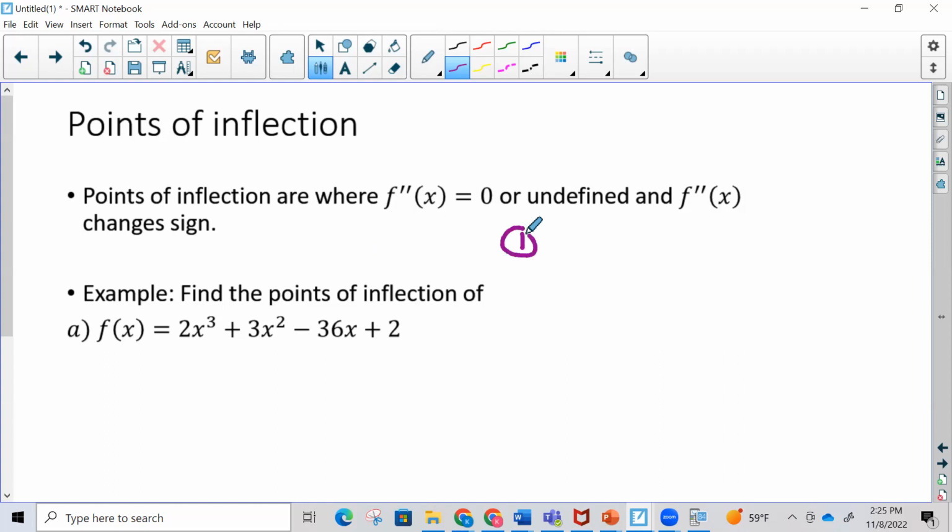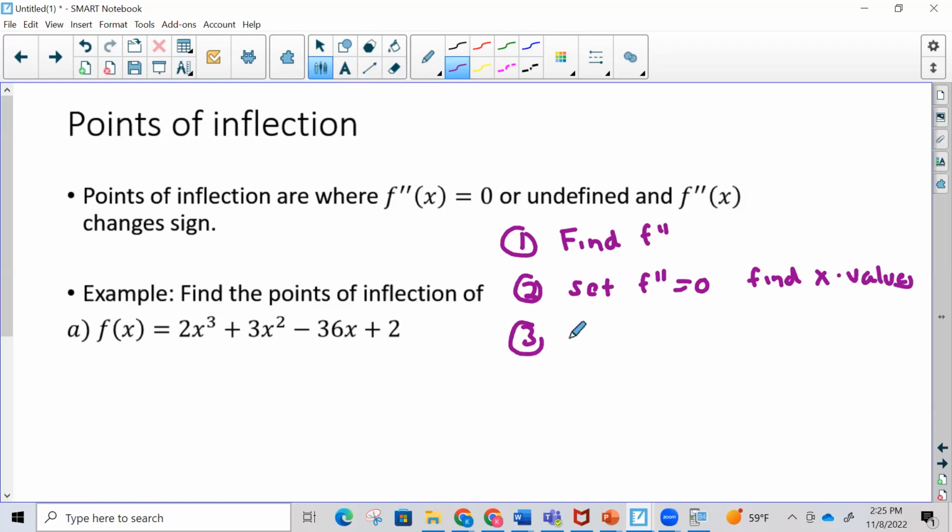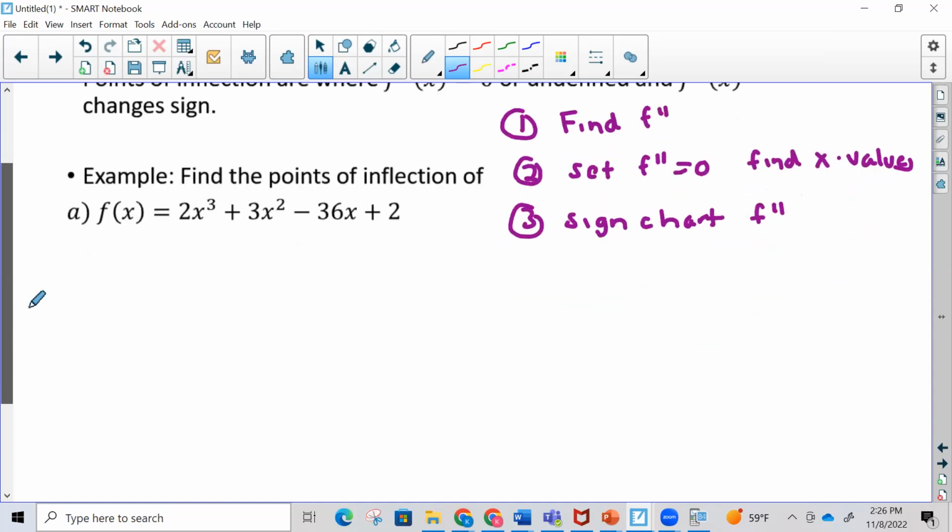So how we do this: first, we find the second derivative. You have to find the first and then the second. Then we set the second derivative equal to 0 and find the x values. And then the third thing we're going to do is make a sign chart for f double prime. Okay, and that will help us both to figure out the concavity, where it's concave up, concave down, and the points of inflection.